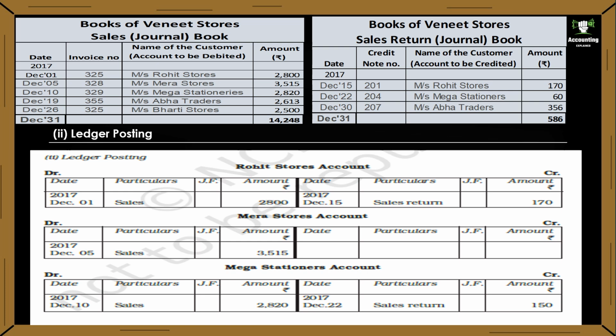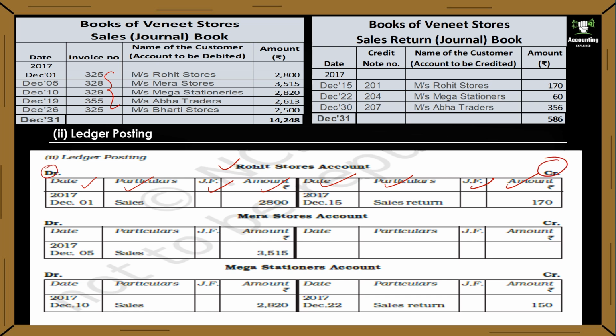We are going to open each customer account separately and do the ledger posting. First open Rohit Stores account. The format is date, particulars, JF, amount on the debit side. Similarly, date, particulars, JF, amount on the credit side. On the left side we write DR, on the right side we write CR. It's common for all the ledgers.